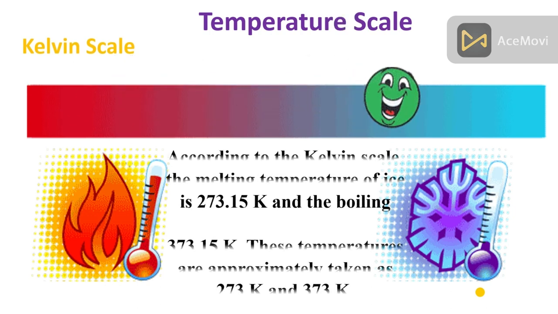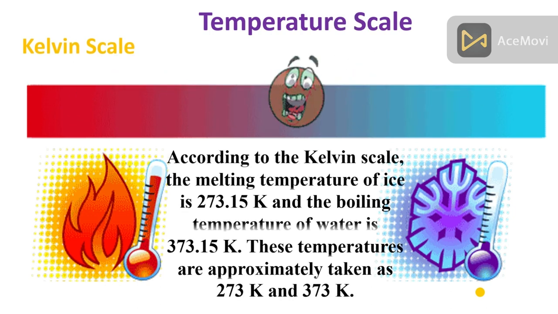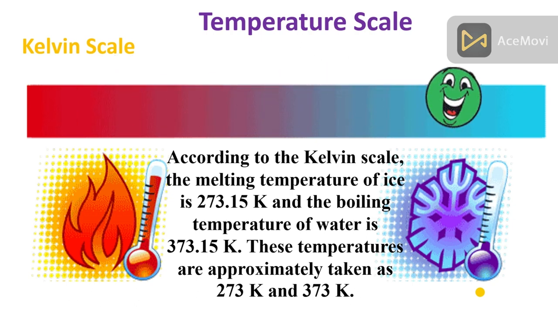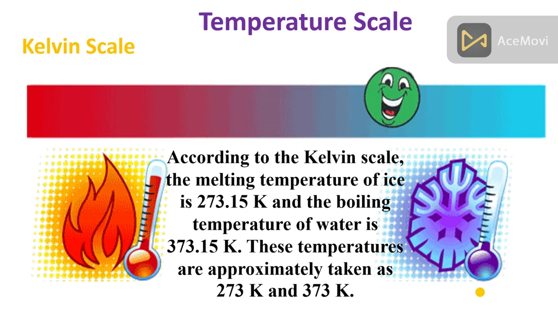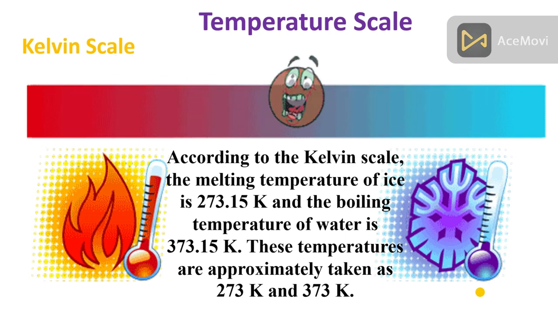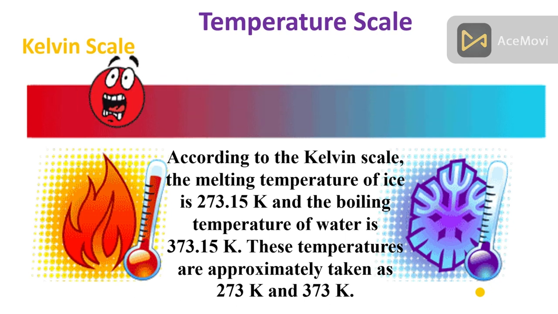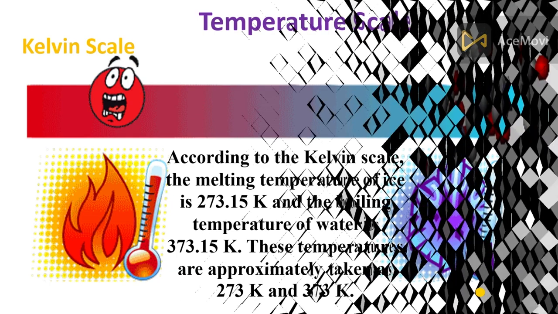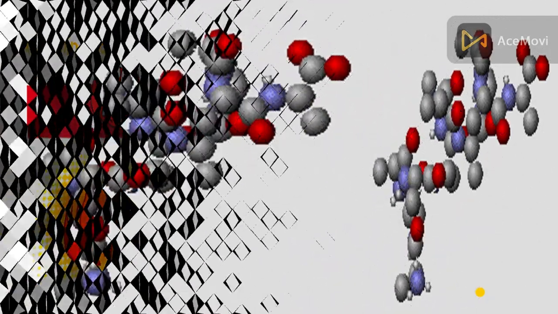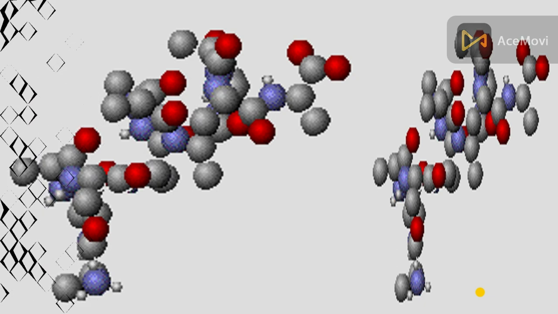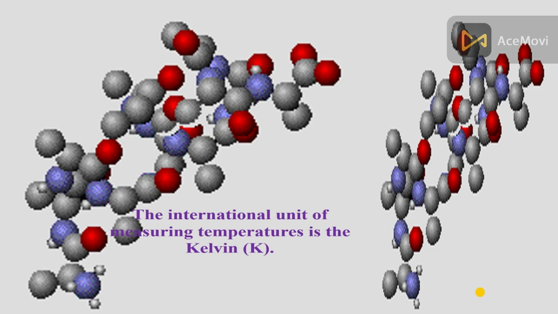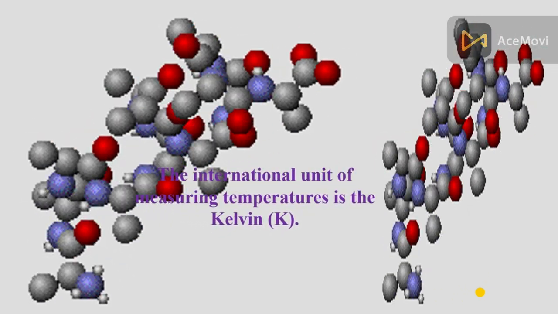According to the Kelvin scale, the melting temperature of ice is 273.15 Kelvin and the boiling temperature of water is 373.15 Kelvin. These temperatures are approximately taken as 273 Kelvin and 373 Kelvin. The international unit of measuring temperatures is the Kelvin.